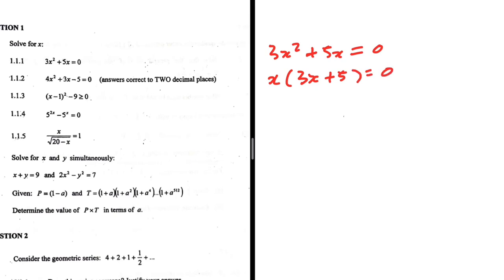Right. So if we are multiplying these two numbers, x and 3x plus 5, and the product is 0, it's either x equals 0 or 3x plus 5 equals 0. That is the only way you can multiply two numbers and get 0. One between the two numbers has to actually be equal to 0.